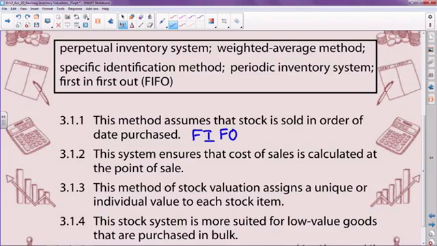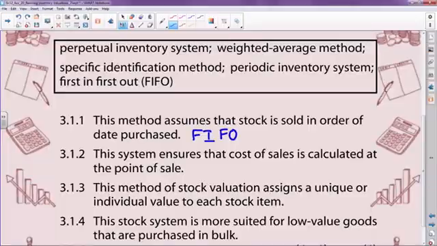This system ensures that cost of sales is calculated at the point of sale. Now remember, they are referring to a stock system. And there are only two stock systems that we use, right? Namely, periodic and perpetual. The fact that cost of sales is calculated means they are referring here to the perpetual inventory system. Why? Because at every point where a sale takes place, the cost of sales is also recorded. Okay.